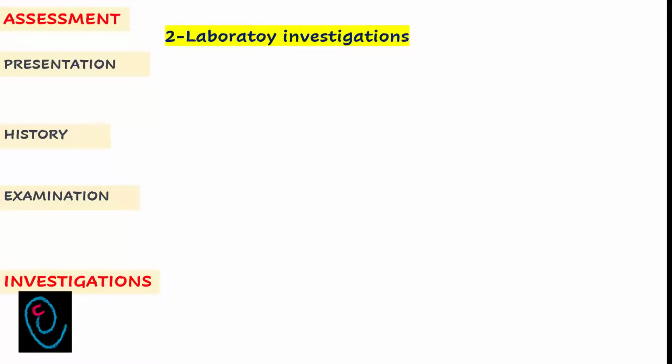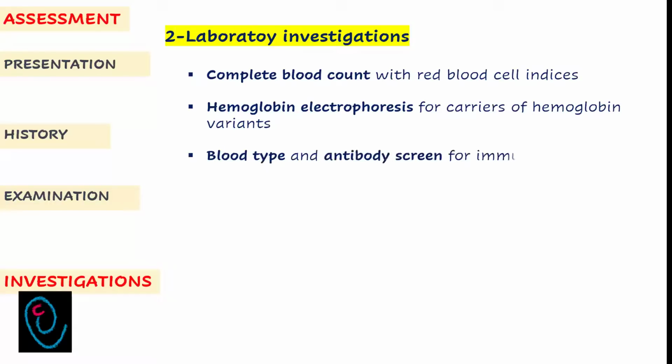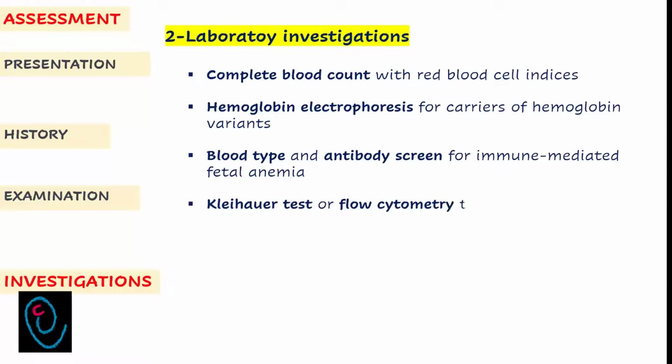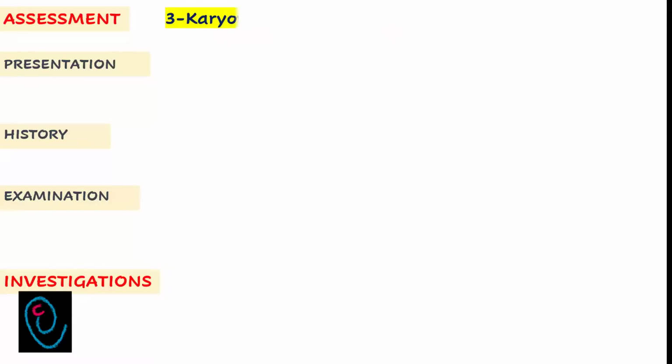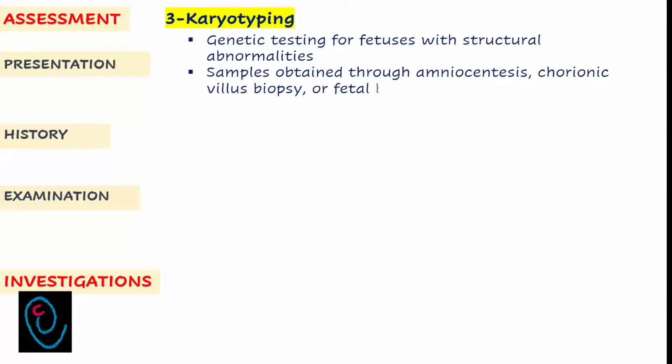Laboratory investigations include complete blood picture with red cell indices, hemoglobin electrophoresis for carriers of hemoglobin variants, blood type and antibody screen for immune-mediated fetal anemia, and a Kleihauer test or flow cytometry to exclude significant feto-maternal hemorrhage. Genetic testing for a fetus with structural abnormality is indicated. Samples obtained for karyotyping include amniocentesis, chorionic villus sampling, or fetal blood sampling.